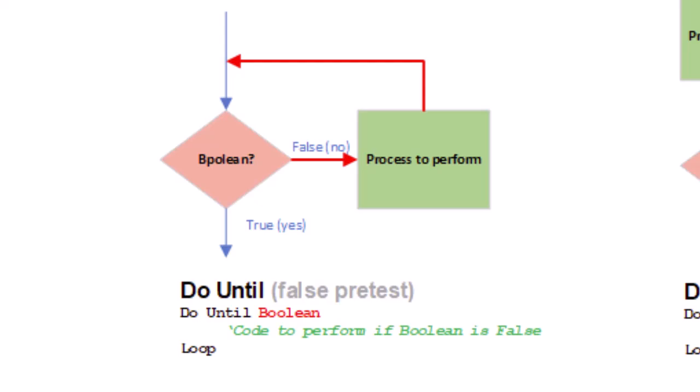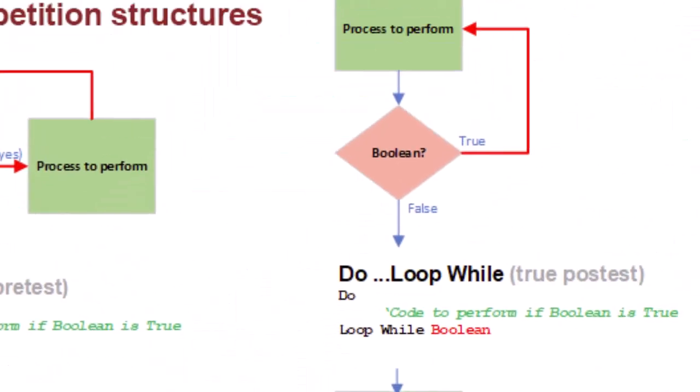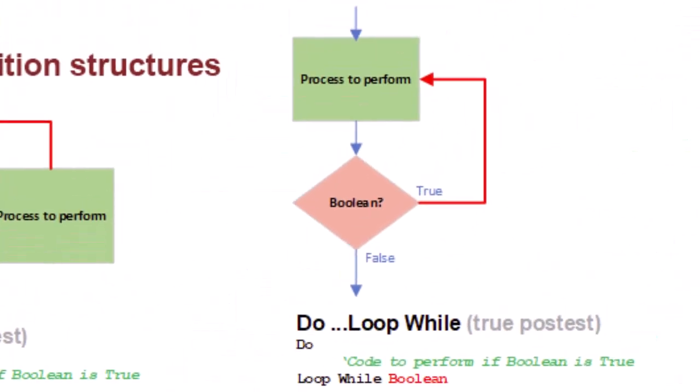Now in both of those cases, we're evaluating the expression first before we perform the process, and that process may not execute at all if the condition is false in the do while or if the condition is true in the do until. But sometimes we want to start a process and perform it once regardless of what the Boolean condition is. And here we have do loops.